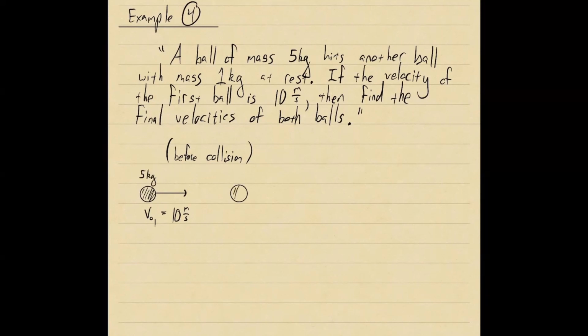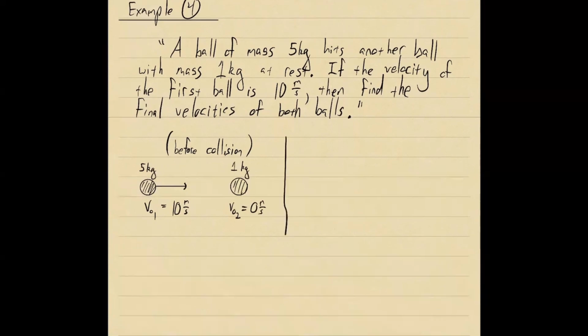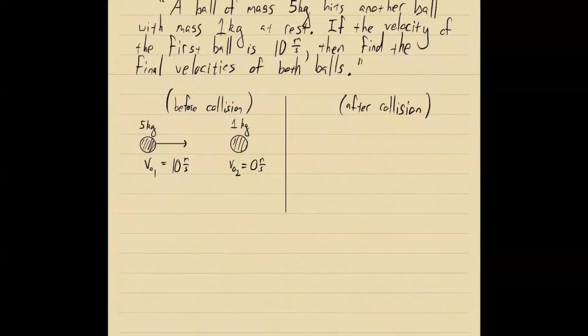And the second ball over here weighs 1 kilogram, and it's at rest. So the initial velocity of the second ball is going to be 0, because it's initially at rest. And then we're going to draw a picture of after the collision. So after these two balls collide, this first ball is going to have some final velocity.